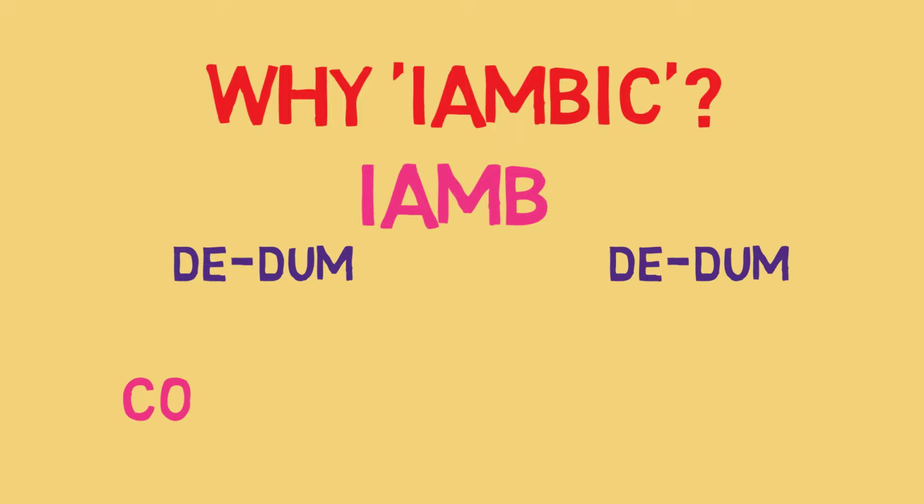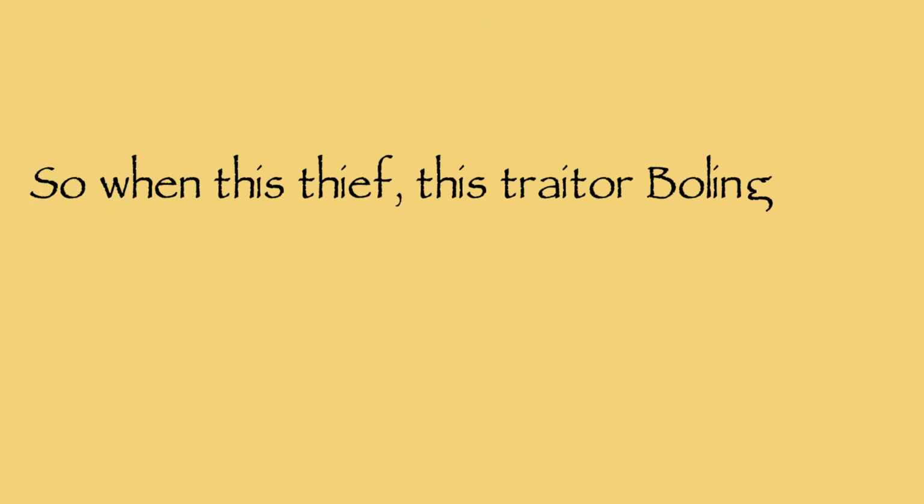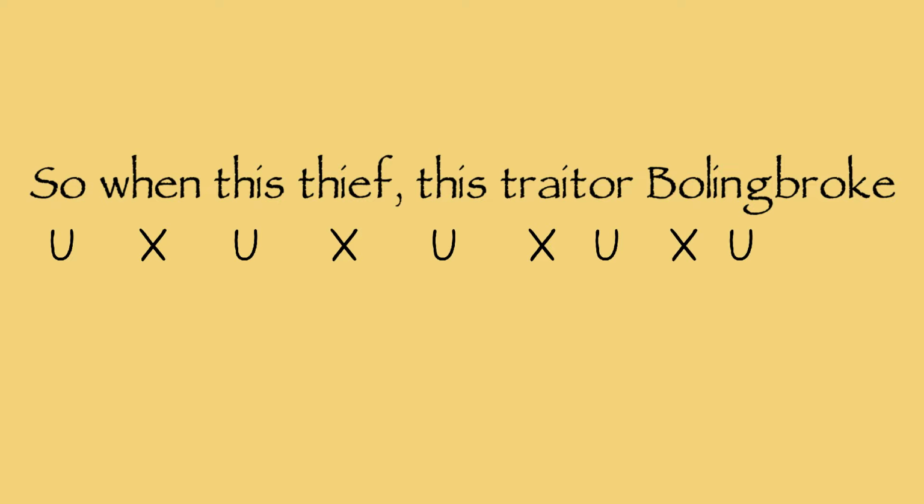For example, the word compare is iambic because there's less stress on com and more stress on pair. Now, if you compare that with the word compare, you can hear that compare is not an iamb. So going back to our line, "So when this thief, this traitor Bolingbroke," you can hear that there is more stress on the syllables when, thief, tray, bol, and brook.